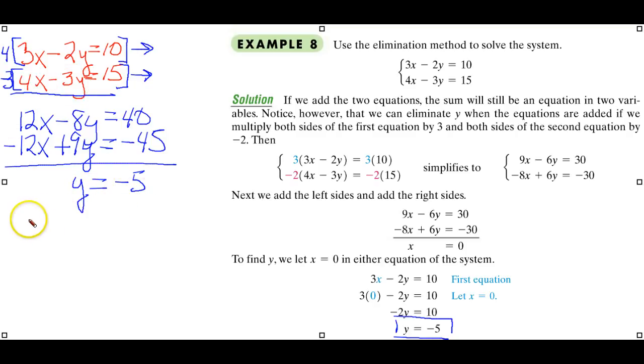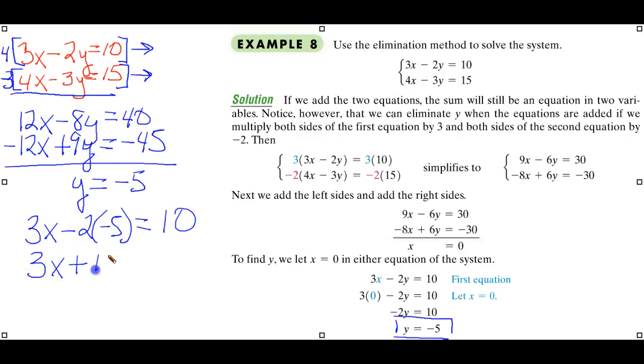So let's use our first equation. 3x and then a minus 2 times a negative 5 equals 10. So now I clear parentheses. 3x plus 10 equals 10. Now I'm going to subtract 10 from both sides, and I get 3x equals 0. Or I could transpose. Divide both sides by 3 now, I get x equals 0.